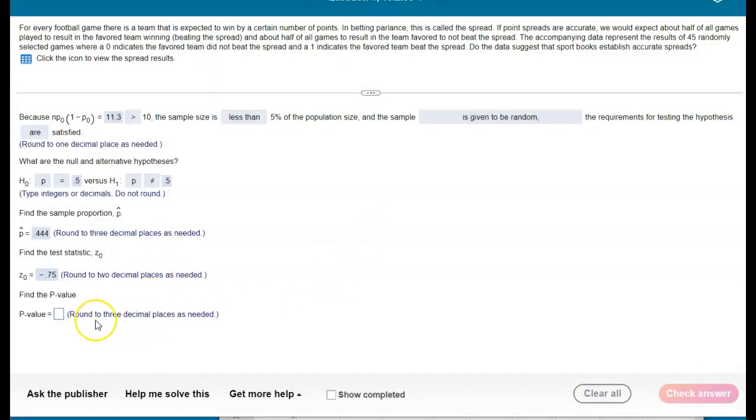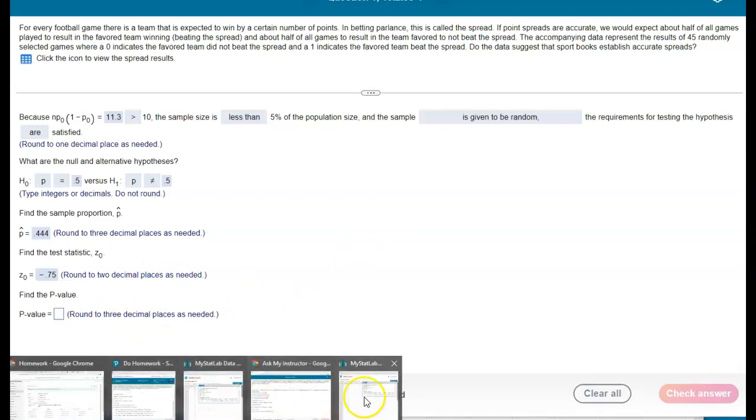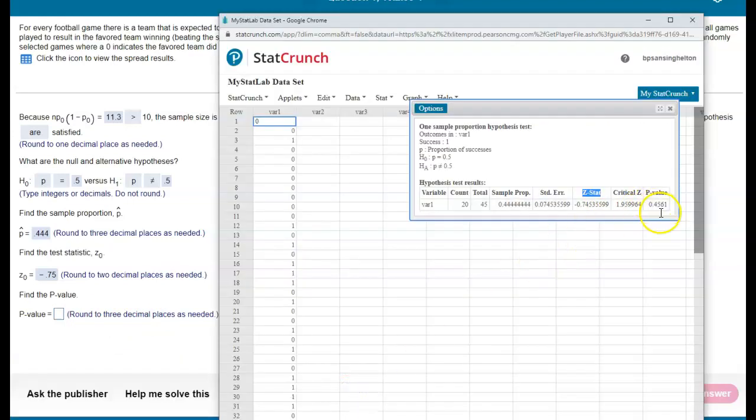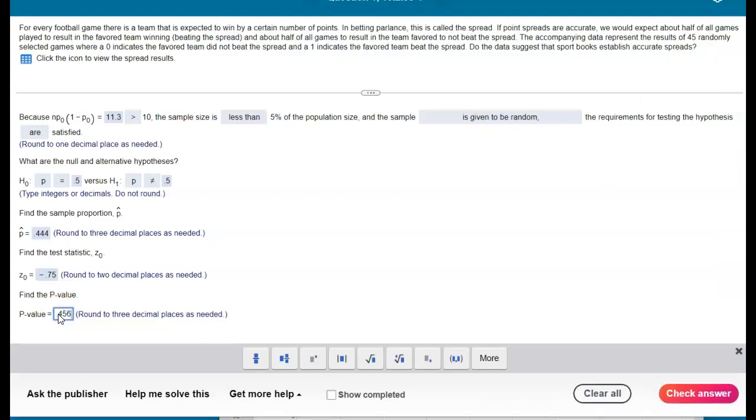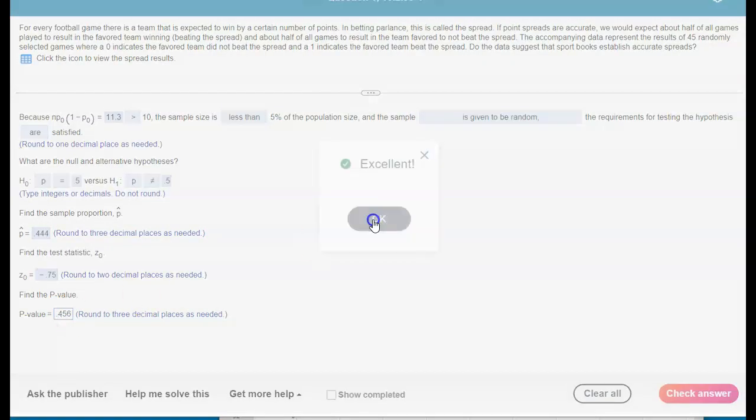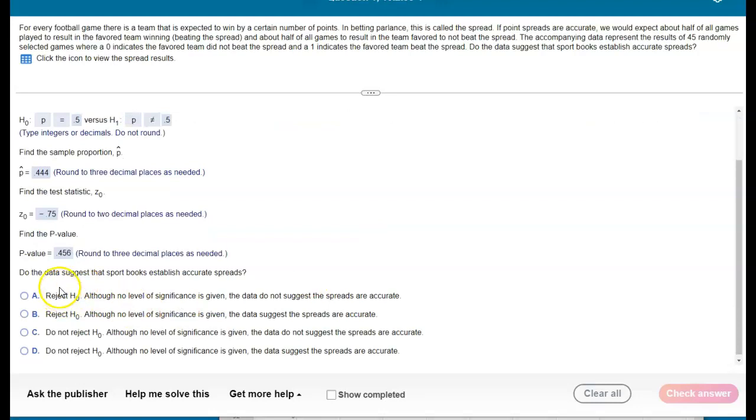And then we're asked to find the p-value, which is also in the output. So the p-value here, to 3 decimal places, is 0.456. Now the final question is whether or not this data suggests that the sports books establish accurate spreads.